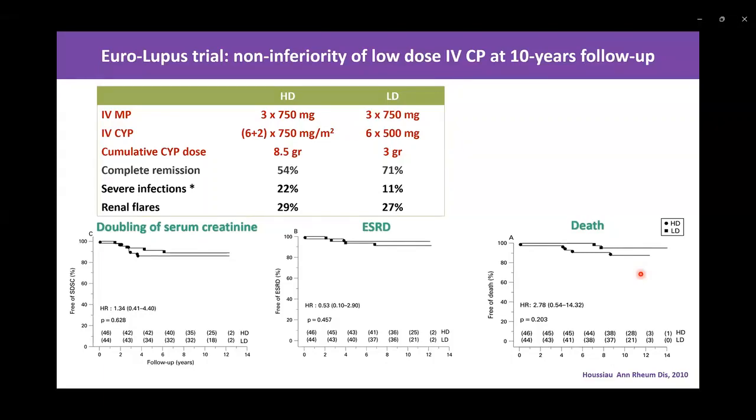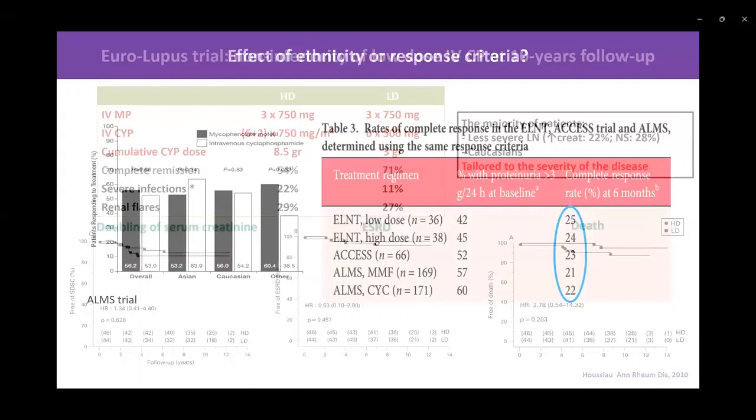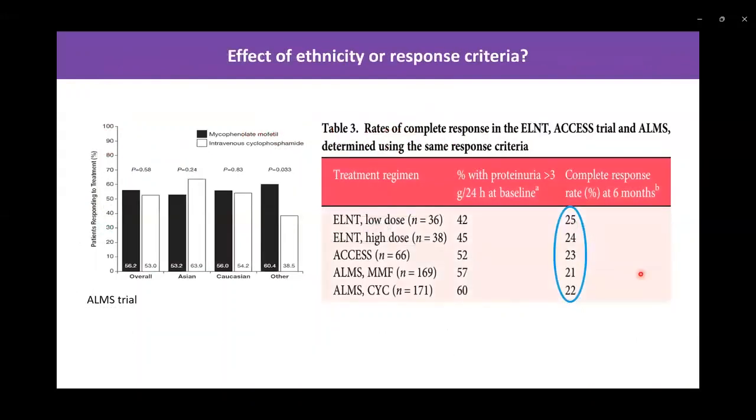The original Eurolupus trial was conducted in Caucasians, but since then, a number of trials have used the low-dose cyclophosphamide regimen in large international multi-ethnic cohorts and have shown that complete response rates irrespective of ethnicity is similar. The only difference is in African American population who seem to respond better to MMF.